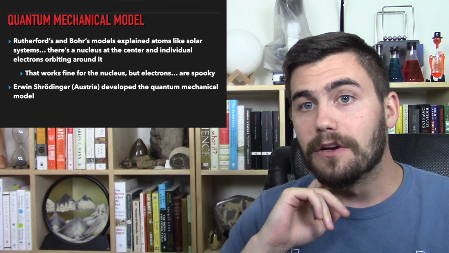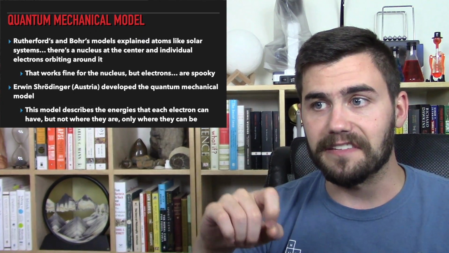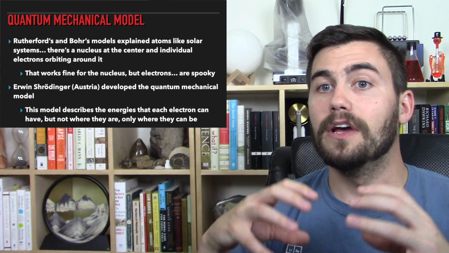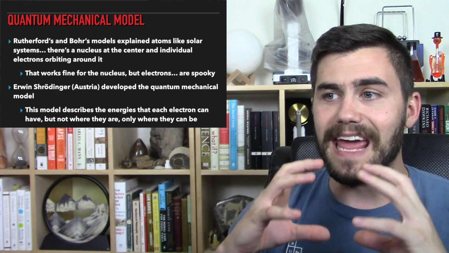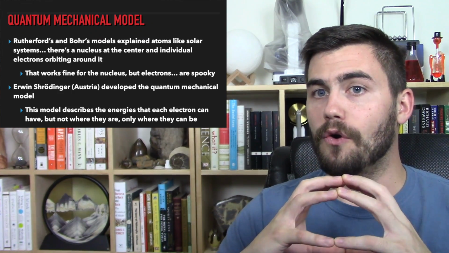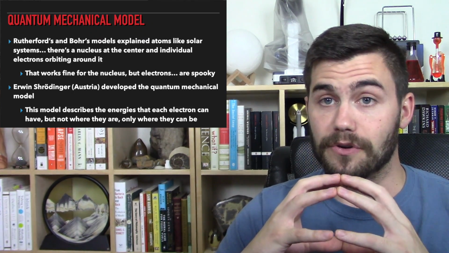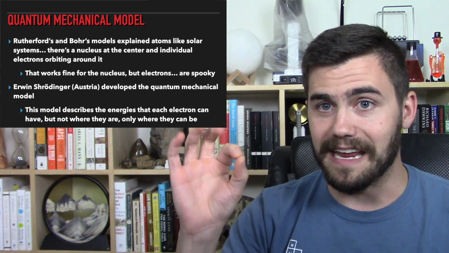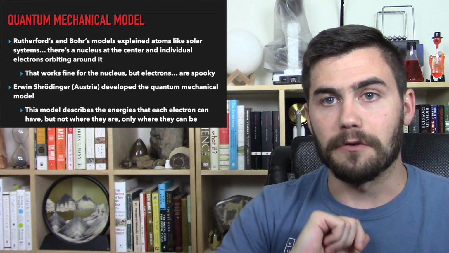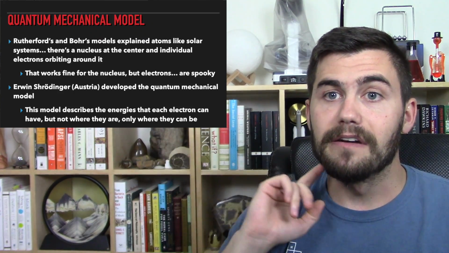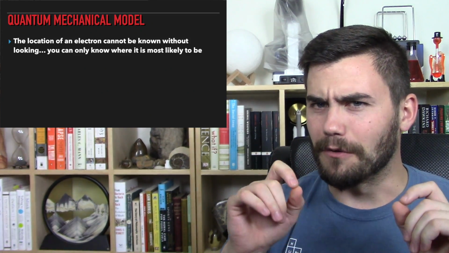Erwin Schrödinger, who's from Austria, developed the quantum mechanical model. And this model tells us what amount of energy the electrons have, and it'll tell you where they can be, but you can't ever know precisely where an electron is. Or if you do measure an electron and find out it is exactly right here, you cannot then know where it will be in the future. That's what makes quantum mechanics completely different from classical mechanics. So we can't know where an electron is without looking.